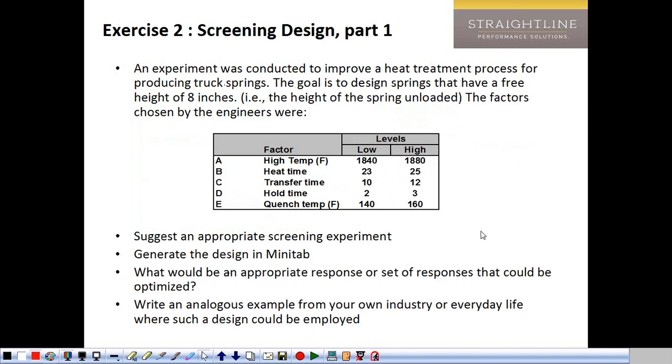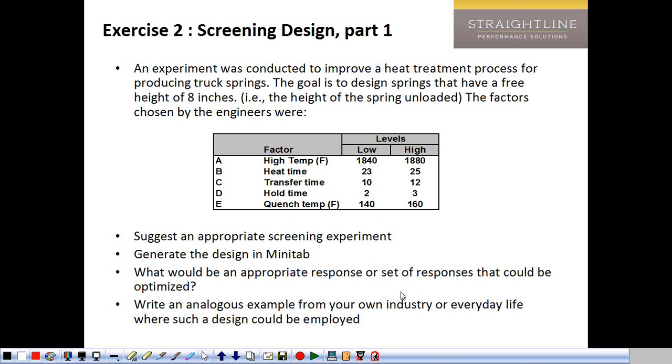All right, let's go through this example as well. In this one, we're talking about screening designs, and we have probably another one that you're not familiar with. I'm certainly not familiar with truck springs. But in this case, suppose we conducted an experiment to improve the heat treatment process for truck springs, and the goal is to produce springs that have a standing height of 8 inches. Now the engineers chose 5 factors. What would be a screening design to start out with?